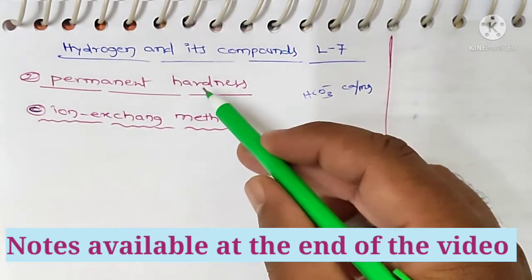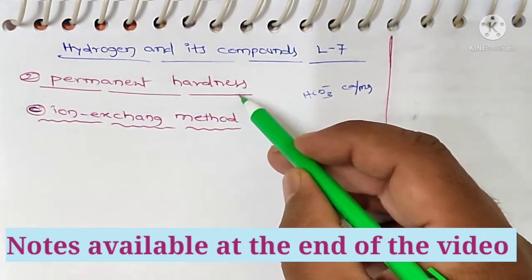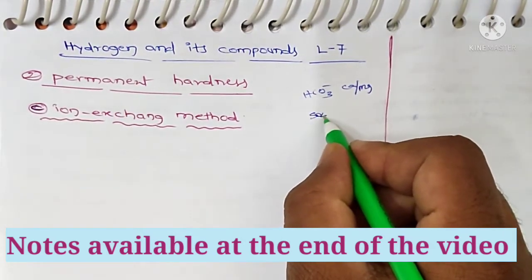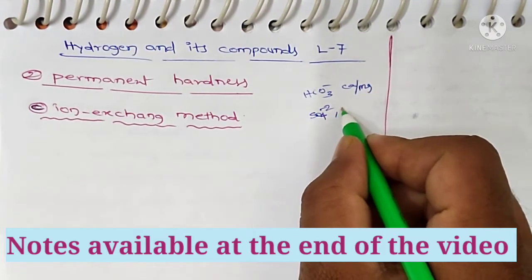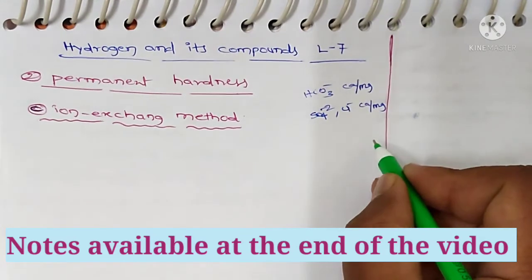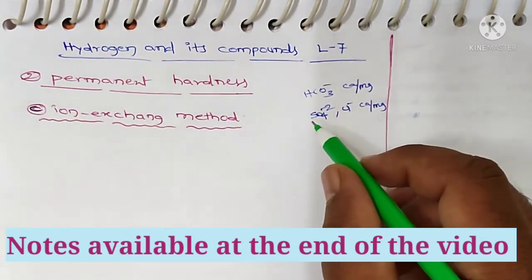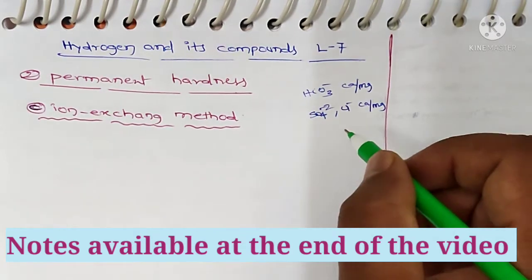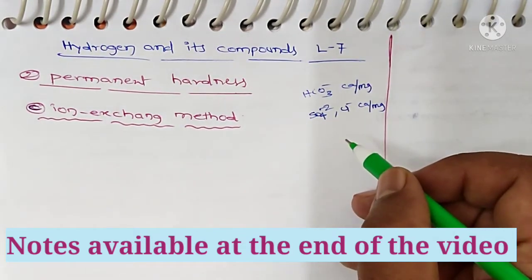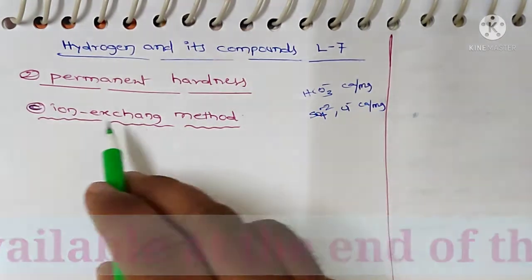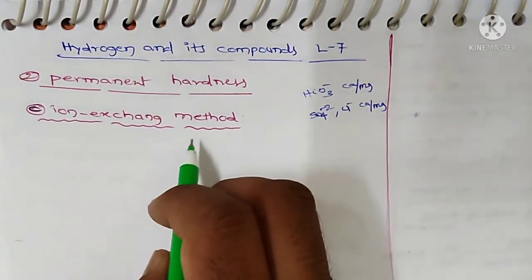And next one, permanent hardness. Permanent hardness is due to the presence of sulfates and chlorides of calcium and magnesium salts. And this permanent hardness is removed by four methods. Number one, treatment with washing soda, and number two, Calgon method. These two methods were completed in the previous lecture. Now the third one, the ion exchange method.